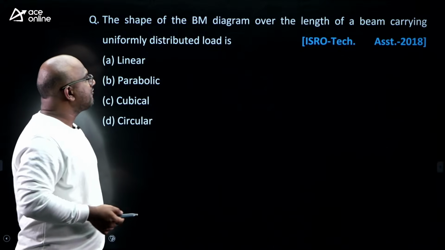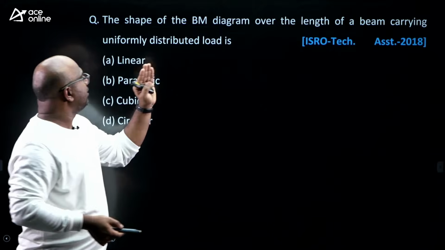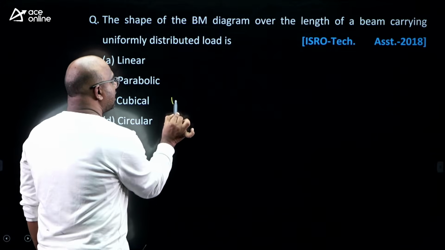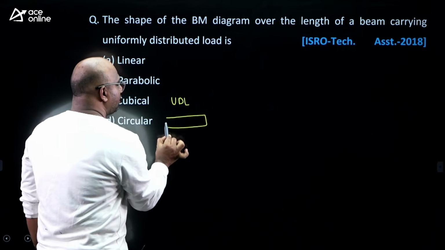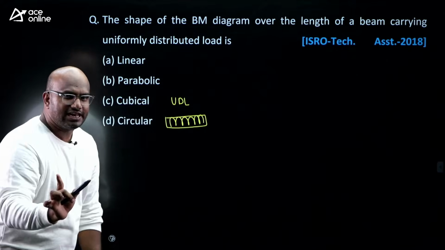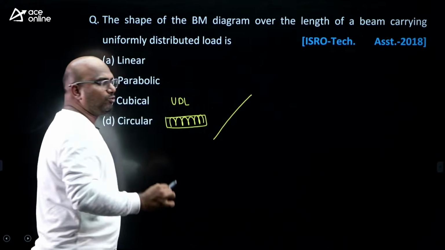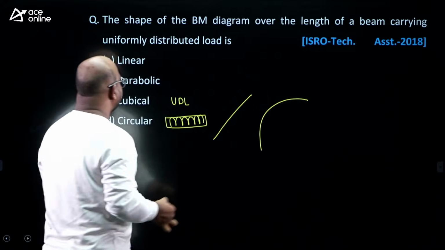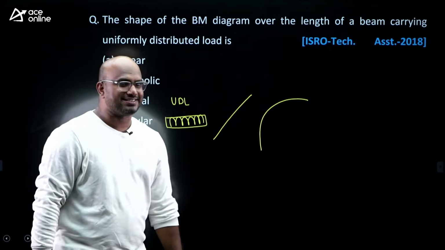Next, the shape of a bending moment diagram over a length of a beam carrying uniformly distributed load is how much? Remember, when the load is UDL, the shear force diagram is linear. What about the bending moment diagram? One degree will be increased, so it is parabolic itself. The right answer here is option B.